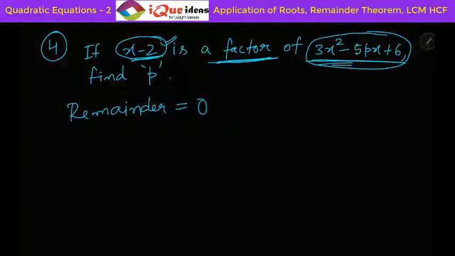Now, how do we divide? How do we find remainder? To do that, we still follow the same process. X minus 2 equal to 0. We put divisor equal to 0. We get some value of x, that is x equal to 2 in this case. Put it in this expression, that will be the remainder.